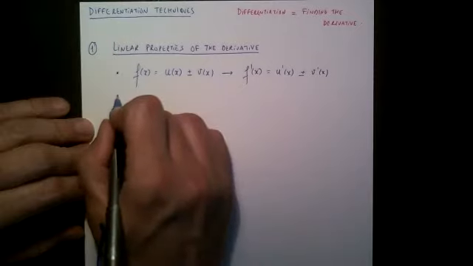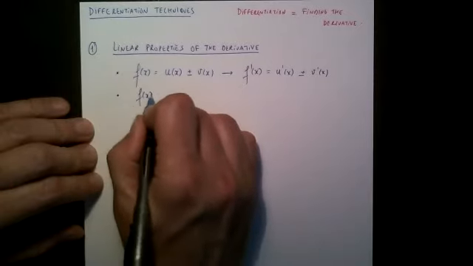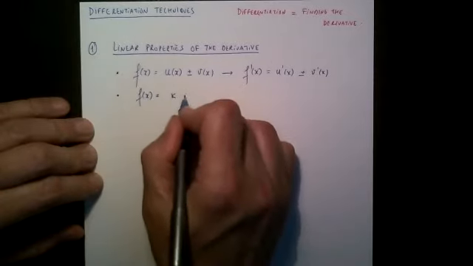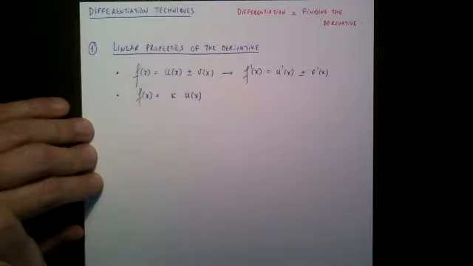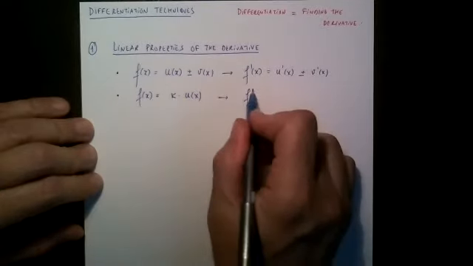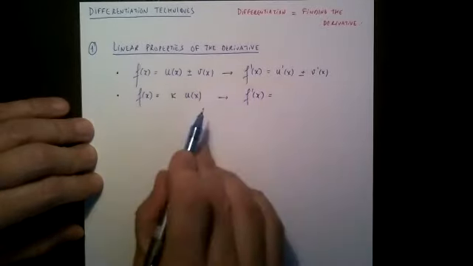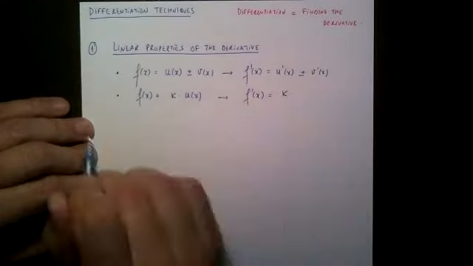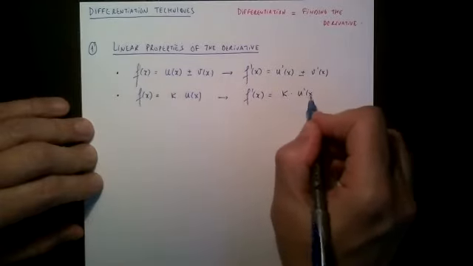The second one is that if f of x is a constant times a function, then if I want to find the derivative of this, I could just do the constant times the derivative of the function.